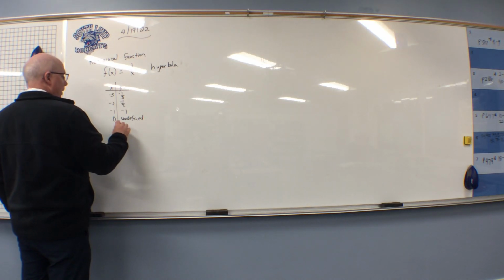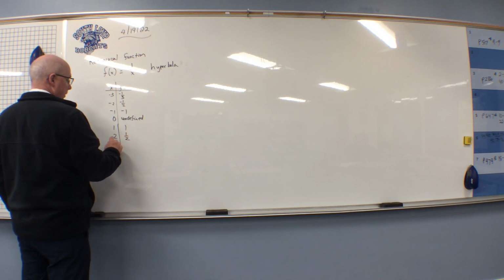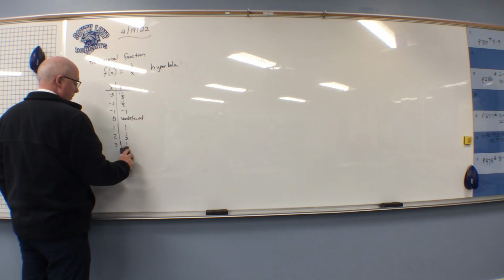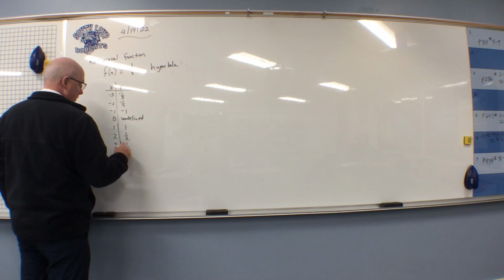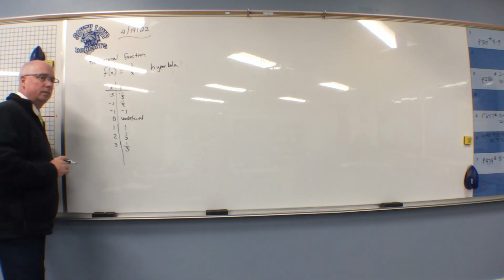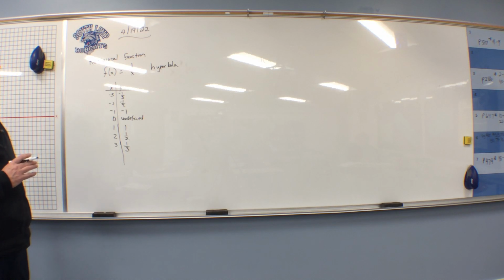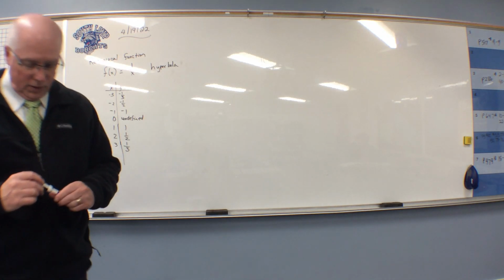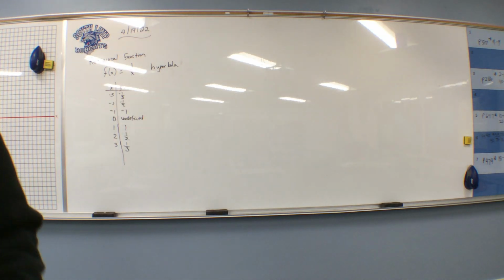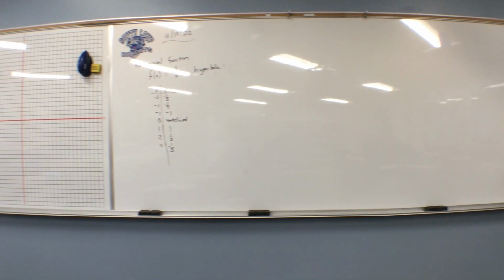So I put in 1, I get 1 back. If I put in 2, I get 1/2. If I put in 3, I get 1/3. Okay, and so on. Now the interesting thing is, well, I'll leave it like that for right now. I'm not sure if this is pointing on the graph, but we'll move it over a little bit so we can see this.